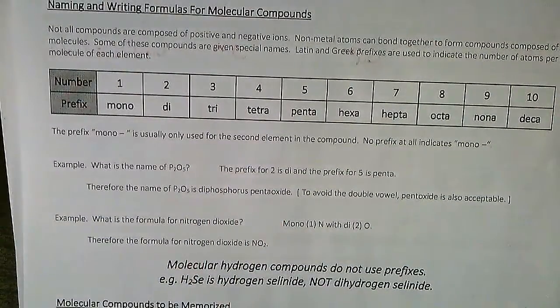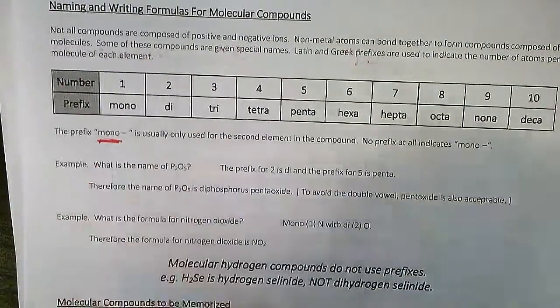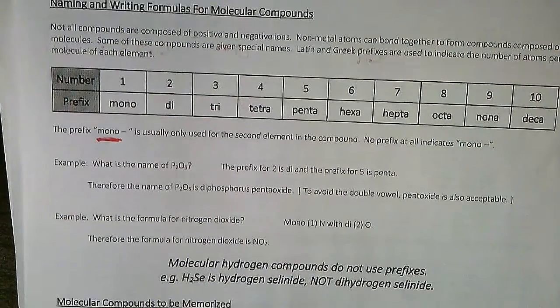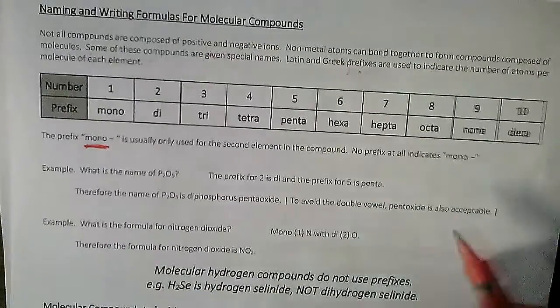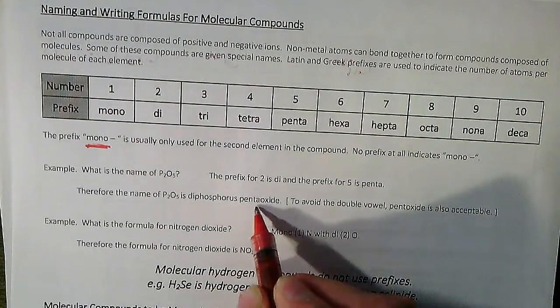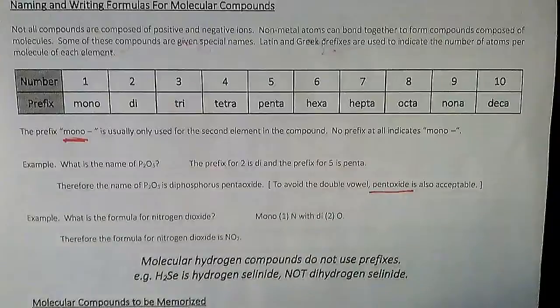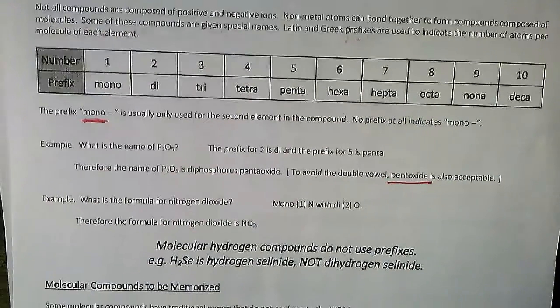Now remember that if the prefix is mono, we're only going to use that on the second element, but if it's any other type of prefix, we'd still use it on the first. Okay, another thing that you can do is if there's a double vowel like pentaoxide, we can actually shorten that to pentoxide. So it's just a little easier to say and to write.